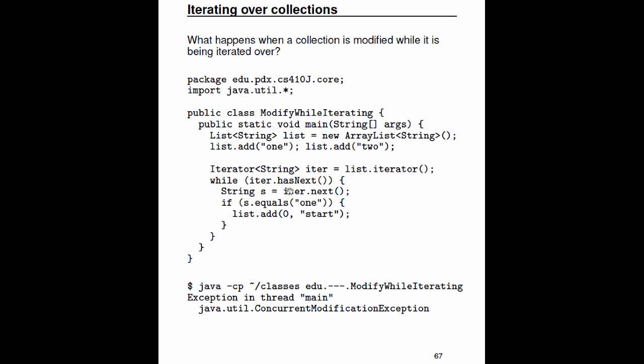So no casting here. I'm going to say, okay, if that string that I'm iterating equals 1, I'm going to modify the underlying list. I'm going to set the element at index 0 to be start. And if I run this program, what do I get? Well, I get something called a java.util.ConcurrentModificationException.